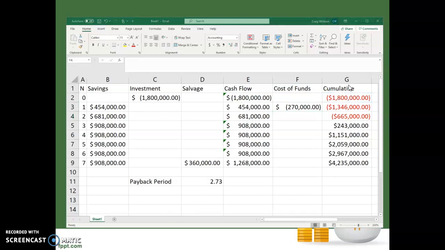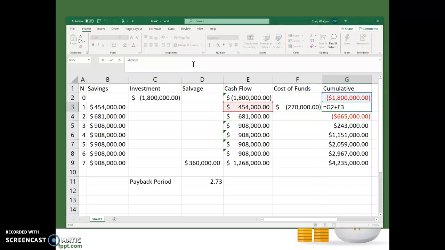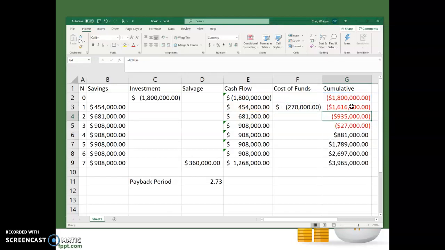So in these early stages of the project, when we are still in the red, when our cumulative balance is negative, we can actually think of this cost of funds as the interest being paid on the loan. This is 15% of all this money that we have borrowed. And I think I need to adjust my cumulative row here. Yeah, I want to take our balance plus the cash flow plus our cost of funds to give us our new balance.